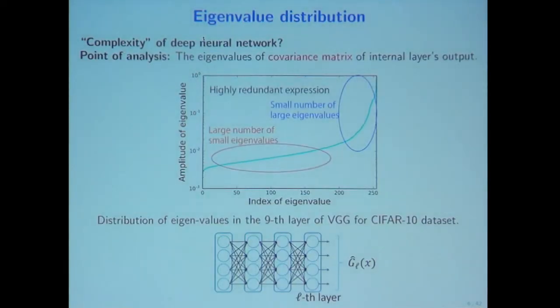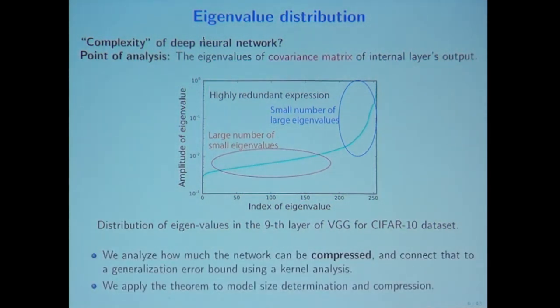One important notion here is that there is a small number of large eigenvalues, but there are a large number of small eigenvalues. This means that the intrinsic dimension, the effective dimensionality of the network, is much smaller than the actual number of parameters. This is the one key observation from the experiments. So we want to incorporate this notion, and we analyze the generalization error based on it.